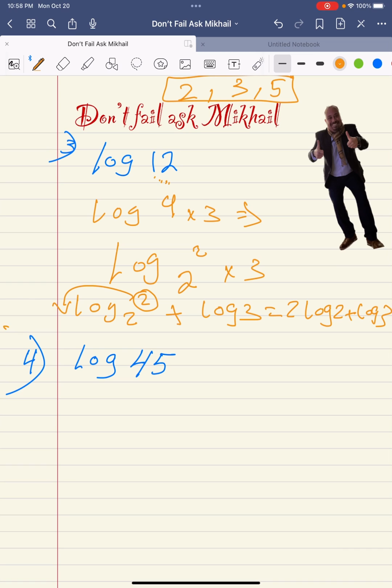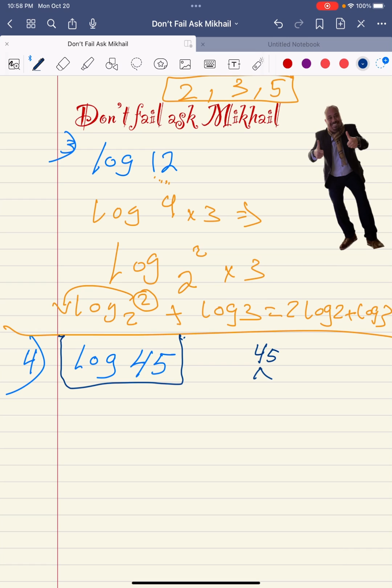Now, another example. I have 45. Think, how can I get 45 from just 2, 3, and 5? Well, 45 could be broken down into 5 and 9. Oh, what do you know about 9? Excellent. That's a 3 square. So that is log 5 times 9, or 3 square, or vice versa, 3 square times 5.